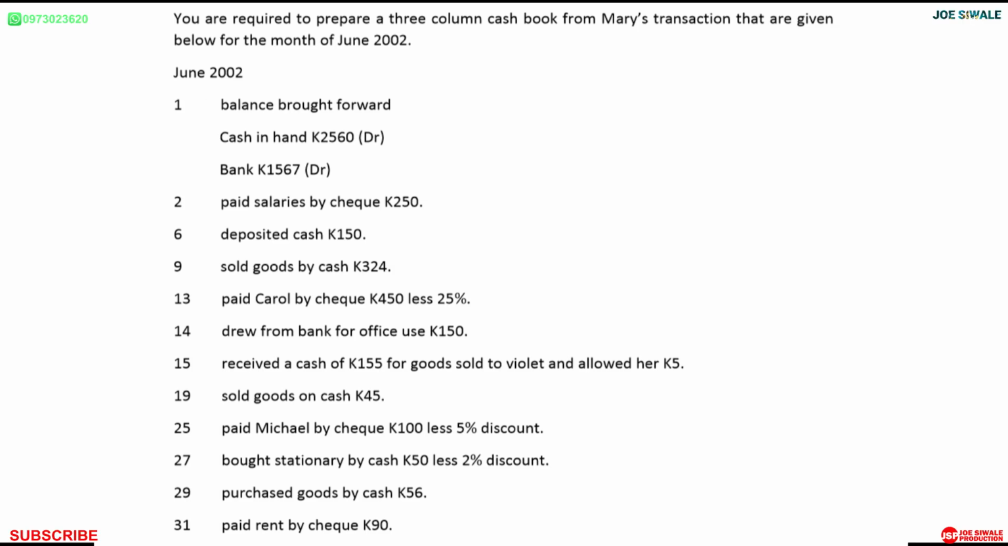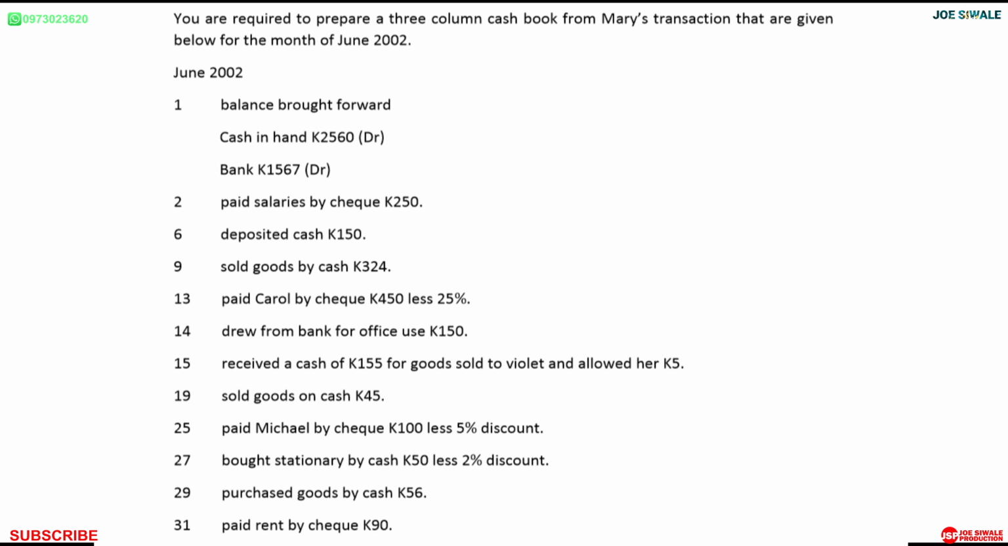Let us now look at the 3-column cash book. So we have this example that we're going to use. You are required to prepare a 3-column cash book for Mary's transactions that are given below for the month of June 2002. So we have 1st June, balance brought forward. We have cash in hand amounting to 2,560 on the debit side. Then we have bank amounting to 1,567 on the debit side.